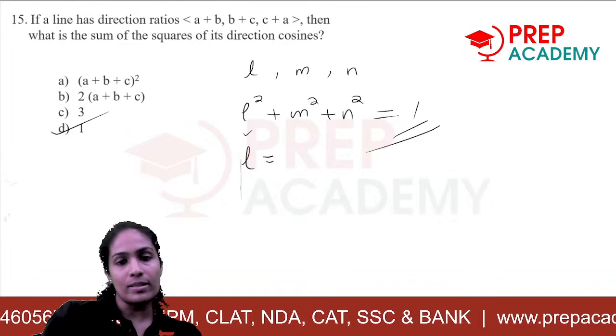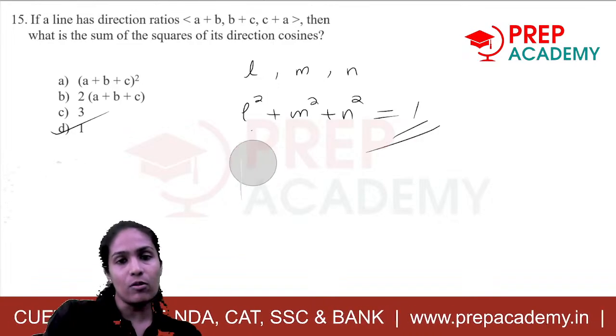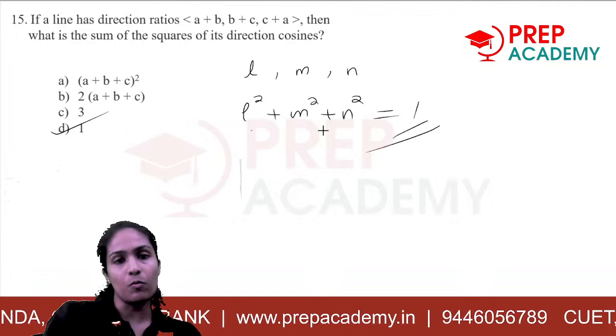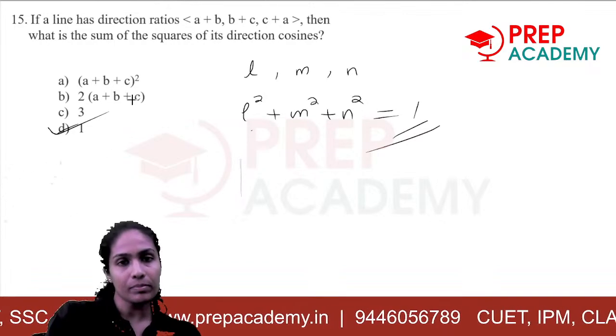So don't waste time, just apply the formula. The formula is L square plus M square plus N square is equal to 1. So the correct answer is 1.